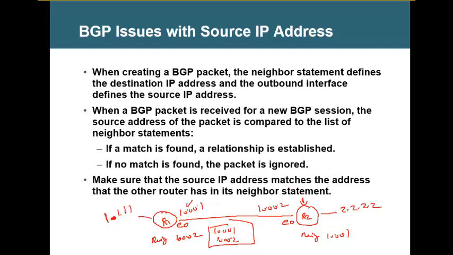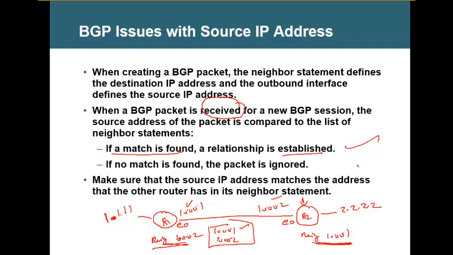When a BGP packet is received, the source address of the packet is compared with the list of neighbor statements. If a match is found, the relationship is established. Is it matching? Yes, it is matching. When router 2 sends, it will send with 10.0.0.2, which also matches R1's neighbor statement. So the neighbor is going to be established.